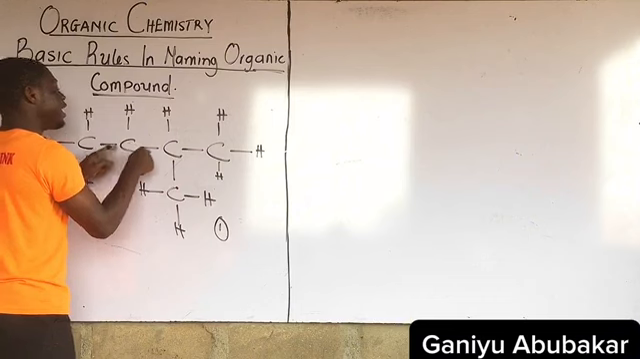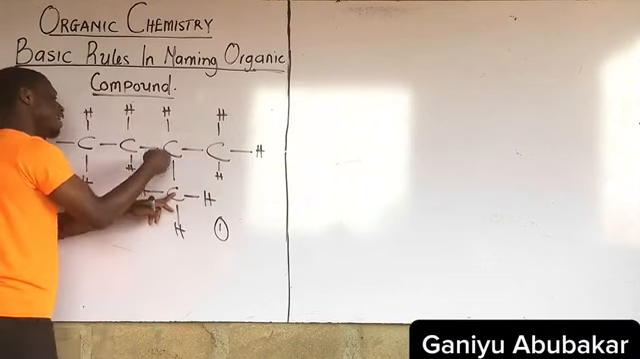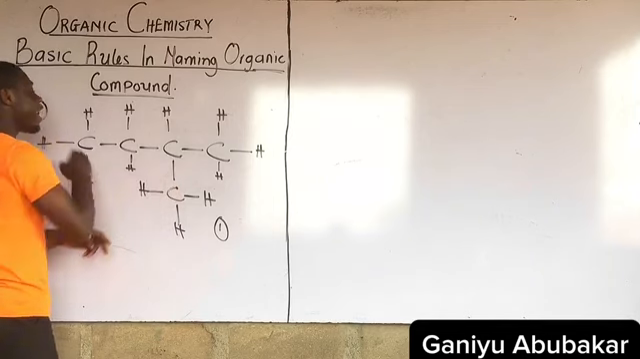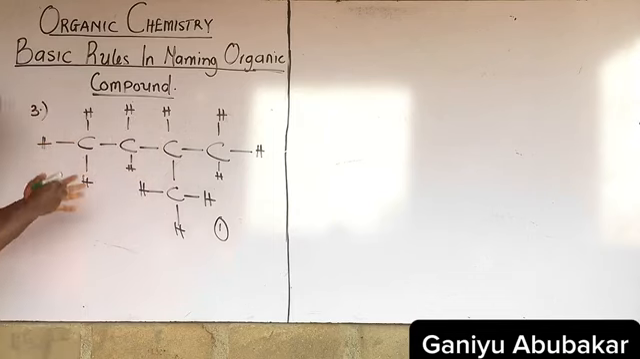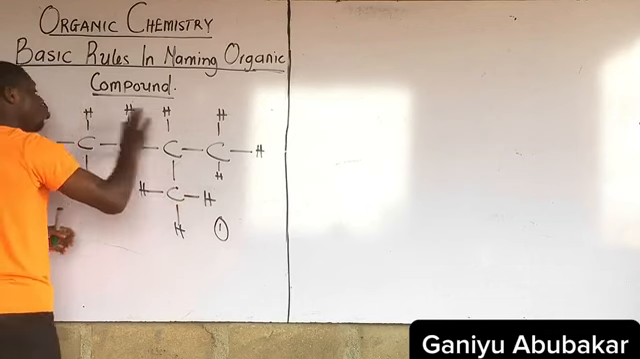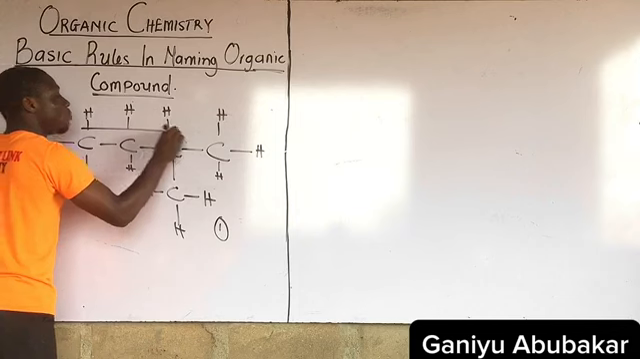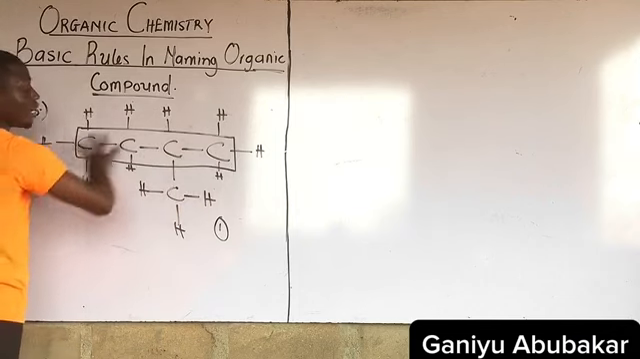How do you count 1, 2, 3, 4? Because there's a linkage between them. There's a linkage between this carbon and this carbon. So either I go like this or I go like this, I'm still having 4. The rule says select the longest one, but I'm having 4 and 4 either way. It's still correct. So let's say I choose to go like this.